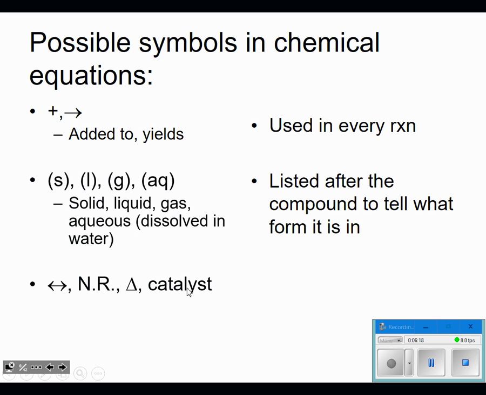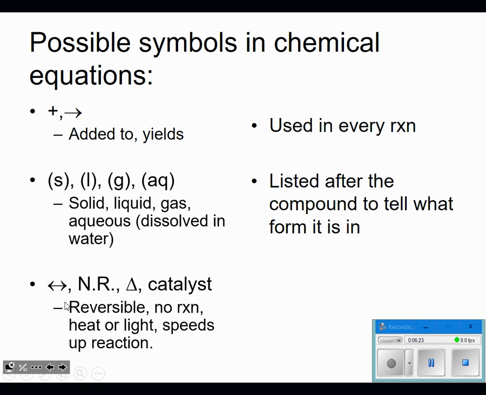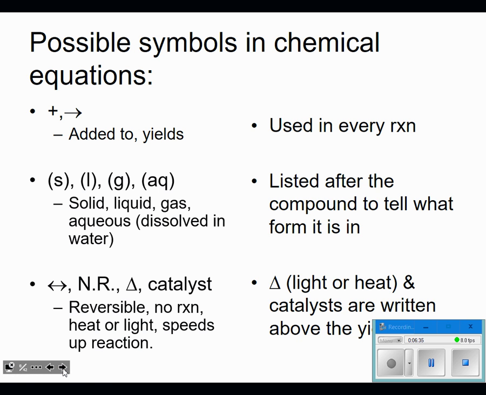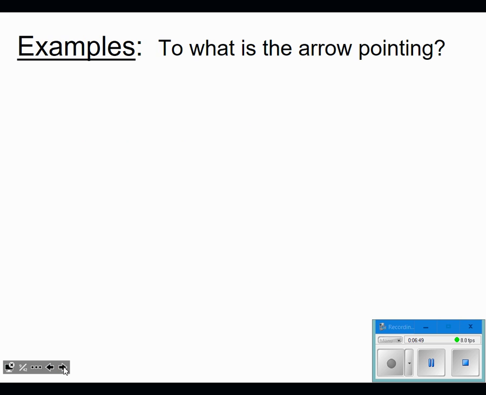Then you could also have the double-sided arrow, the NR, the triangle, and some sort of catalyst. This is typically going to be some sort of compound, but we kind of list them as catalyst. Now the double arrow sign means reversible, the NR means no reaction, the triangle means heat or light, and the catalyst speeds up a reaction. The water in our previous example was a catalyst, just to let you know. Now the triangle and the catalyst are typically written above the yield sign, so they're written above the arrow. Okay? And that's because they're not a part of the actual reaction.